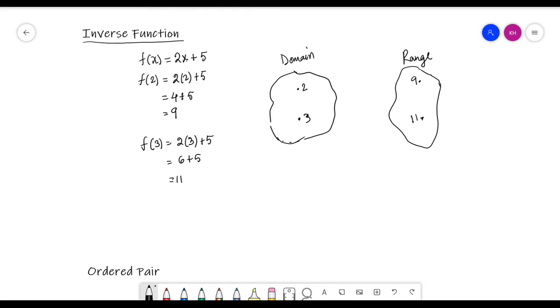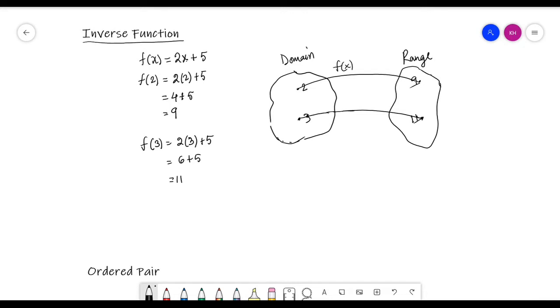And we know that when the input is 2, we can map it onto 9 using this particular function f of x. And then when the input is 3, we can map it onto 11. So that's the basics that we have learned so far.